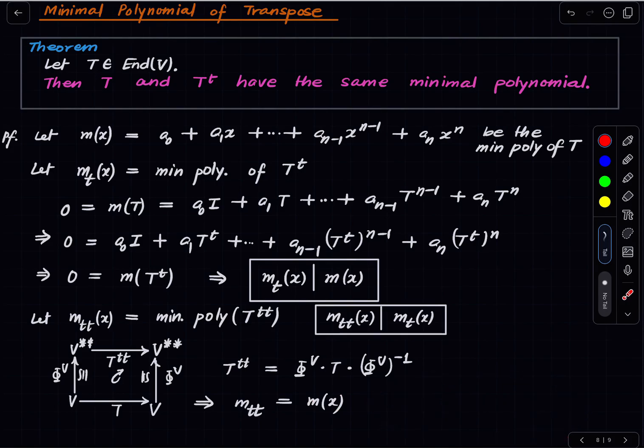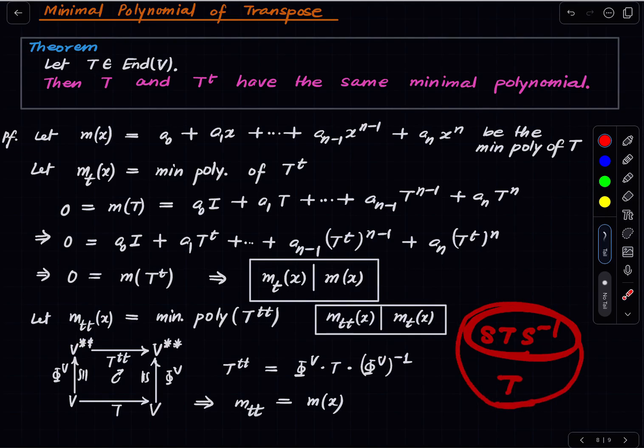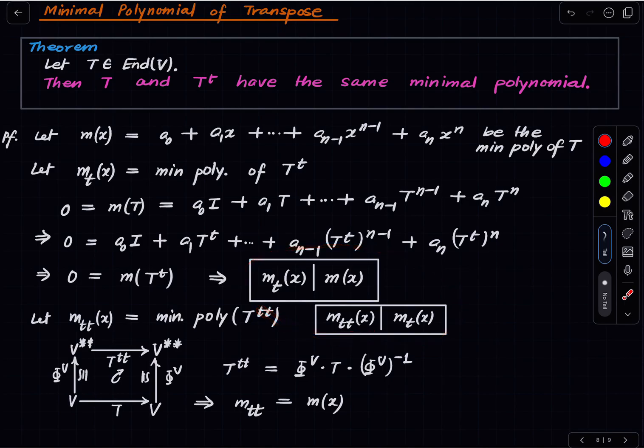Okay, so this was a crucial observation. From here we get this equation, and what we are really using here is the following. If we have, let's say, S and T are endomorphisms where S is invertible, then the minimal polynomial of this guy is same as the minimal polynomial of T. This is a very simple exercise, and that is what tells us that the minimal polynomial of T is same as the minimal polynomial of T double transpose. And with the previous deductions, we deduce our theorem.